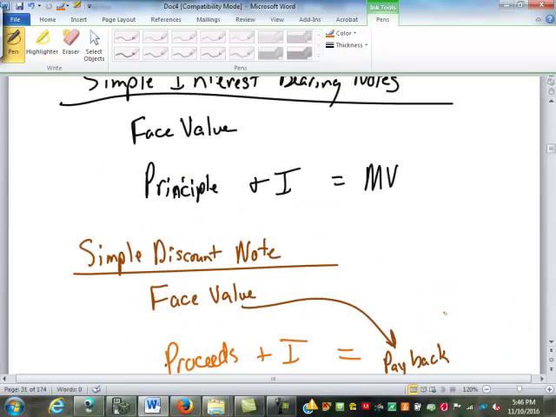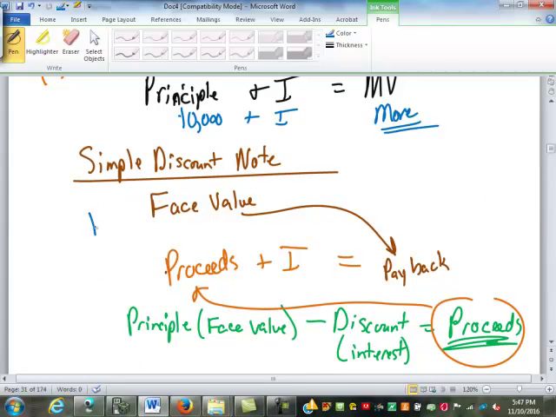So up here, if it is a $10,000 note, they give you $10,000. You add interest to that, and then when you get done, you pay back more than $10,000. $10,000 plus interest. Down here, if it is a $10,000 face value note, they figure out the interest and subtract it out. What they give you is less than $10,000. And at the end, you pay back $10,000.